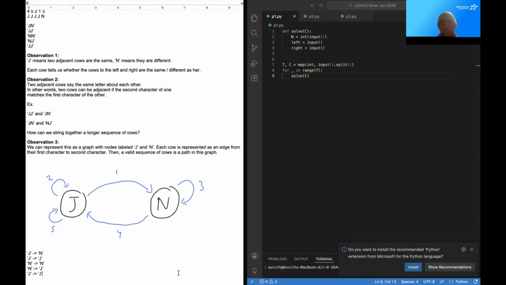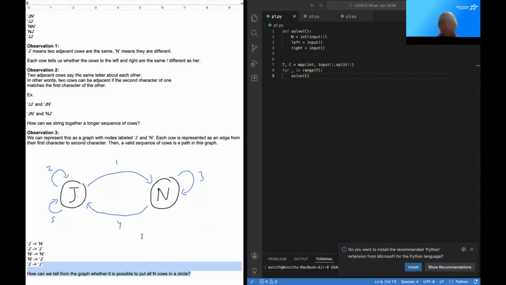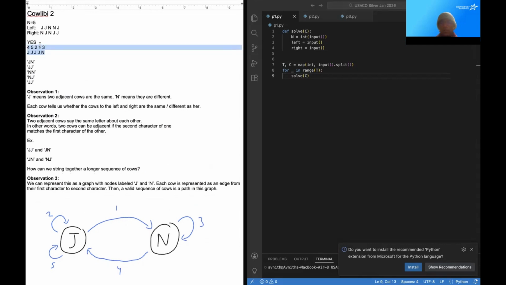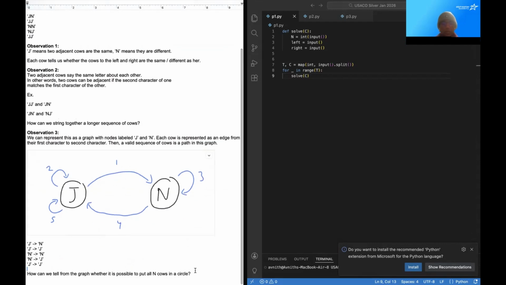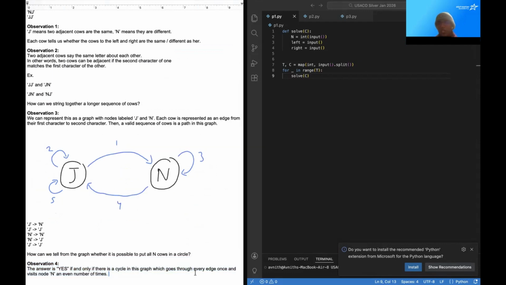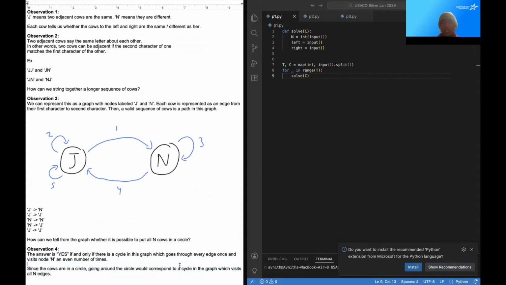Now we want to look at this graph and tell whether it's possible to put all n cows in the circle, so whether it's possible to satisfy the initial constraints or whether there's no solution. The observation we can make is that this is possible if and only if there's a cycle that goes through every edge exactly once and visits the node N an even number of times. Since all the cows are in a circle, going in order around the circle would just mean going through the graph and ending up back where you started. So this would form a cycle which visits all n edges.